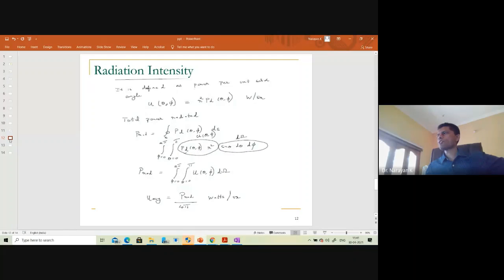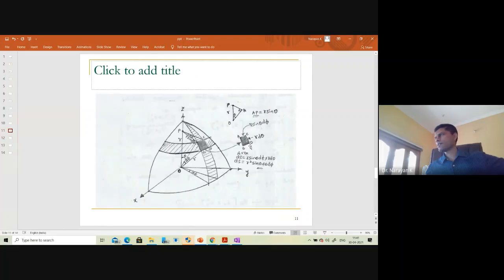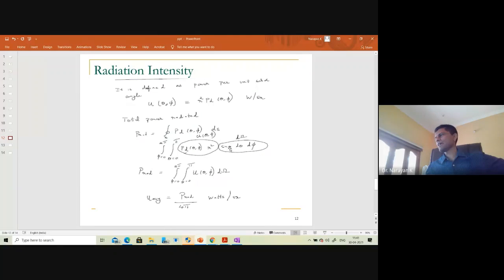Then we have also understood radiation intensity. That is what I was trying to tell you here. This r square sin theta d theta d phi, this whole thing is dS, and sin theta d theta d phi is d omega. So r square into d omega is your dS. And power density into r square is nothing but your radiation intensity.